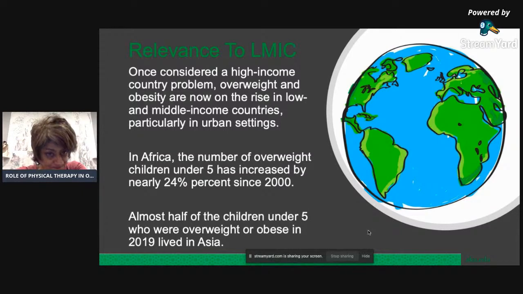So in Africa, which is a low and middle income continent with low and middle income countries, the number of overweight children under 5 has increased by nearly 24% since 2000, okay? And almost half of the children under age 5 who were overweight or obese in 2009 lived in Asia.